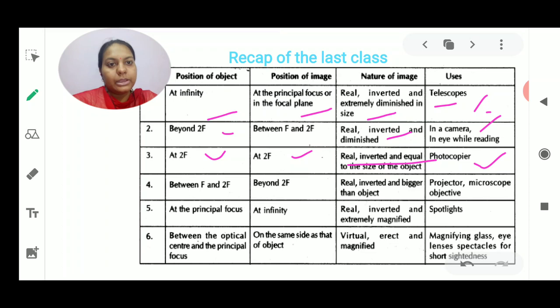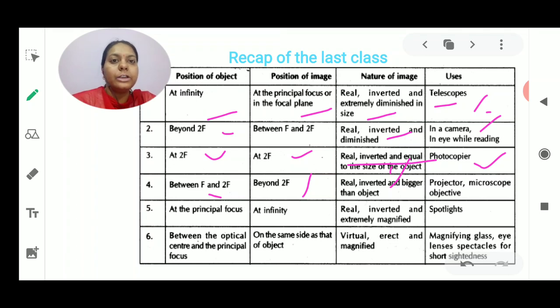Okay, the next fact is about the position of the object when it is placed between f and 2f. Then what happens? The image formed will be beyond 2f, and a real and inverted image is formed, which is bigger than the object, and it is helpful in the projector and microscope.